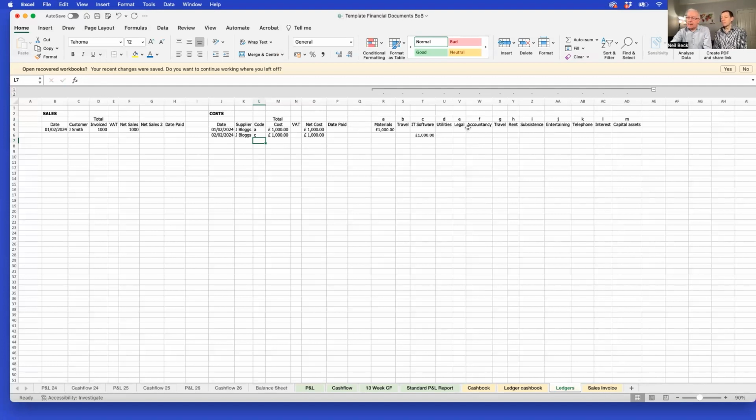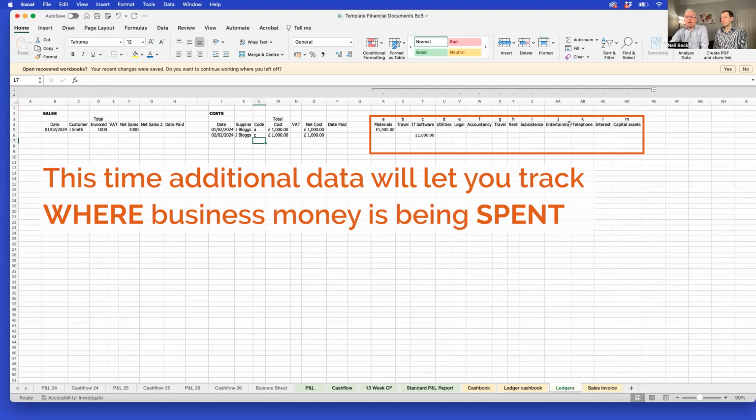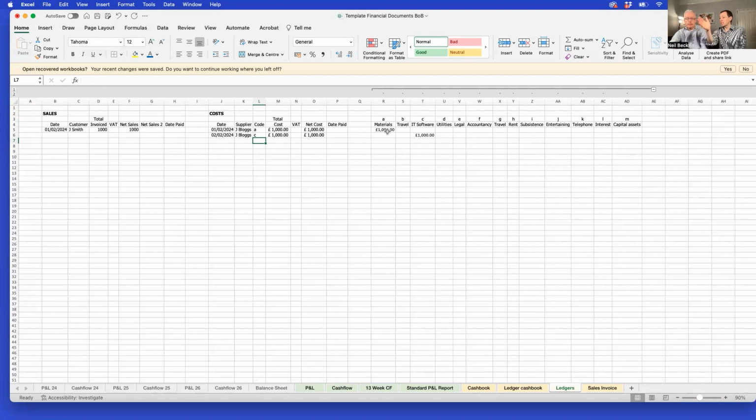Again, in the same way as you can have as many sales headings, you can have whatever's going to help you track what you're doing. And we'll add this into the download, there'll be total columns at the bottom that show you at a glance, I'm spending £10,000 in materials, and my overall costs are £10,500. You'd know how much you're spending each month.